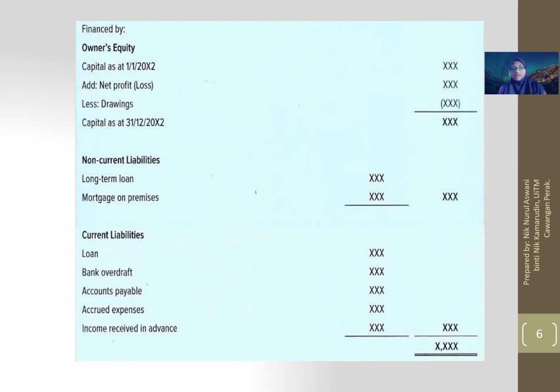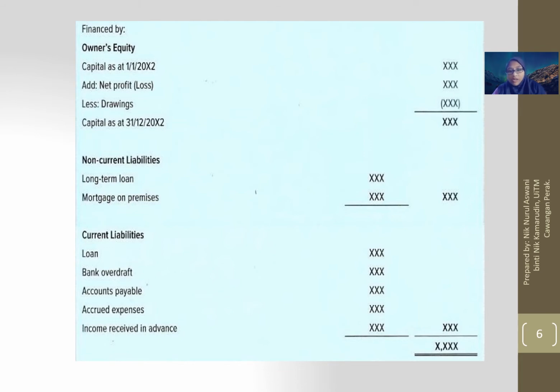So drawings are referring to the personal transactions of the owner, where the owner was using the money or the asset of the business for their personal purpose. So any cost related to the personal transaction of the owner will be minus or deducted from the owner's equity. Next we are going to show the liabilities of the company, the financial obligations of the company.